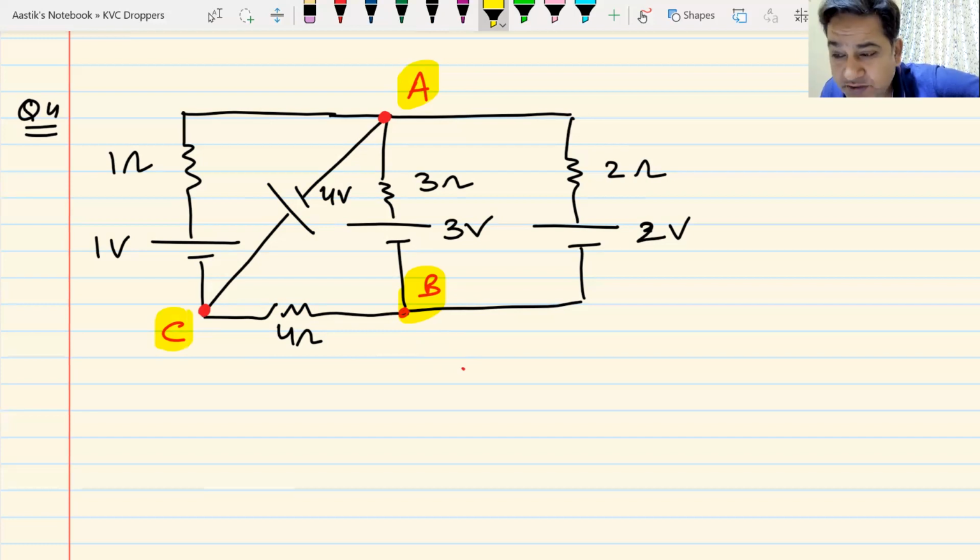Which one you want to make it as 0? A, B, or C? Up till now, whatever questions we have done, we have always made B 0, but that is not the only way you can do this. Potential, you can take your reference as 0 at any point. Which point you want to make 0? Just tell me fast because your time is running out.